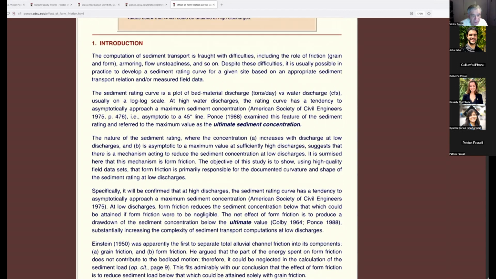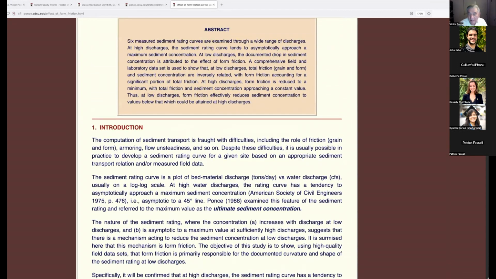And I believe, okay, I'm going to get there, because I added a line in here after the fact when we found out that Einstein had also said this. So the computation of sediment transport is fraught with difficulties, including the role of form friction, grain and form. Armoring is also an important thing. Armoring refers to the fact that if you have a large diversity of grain sizes, eventually the small grain sizes are going to leave because of the energy of the flow, but the big ones, the boulders, are going to stay, and they are eventually going to armor the surface, and they will stop.